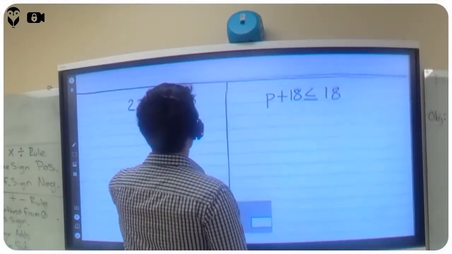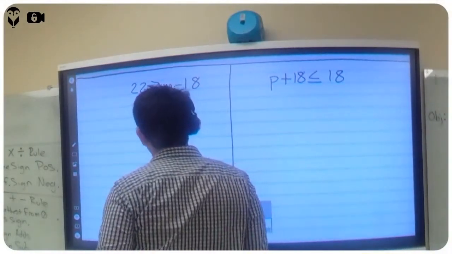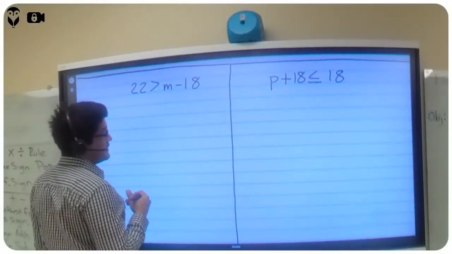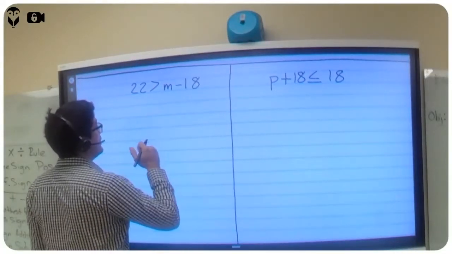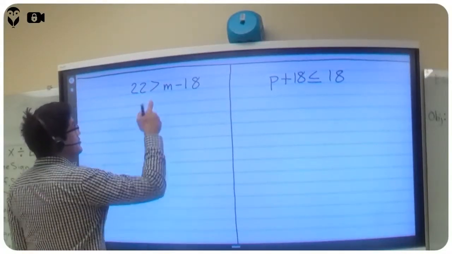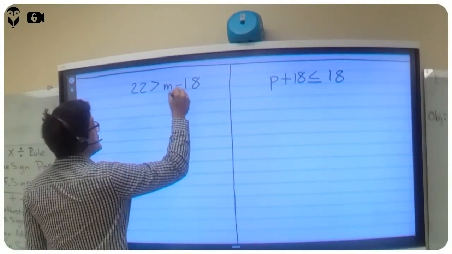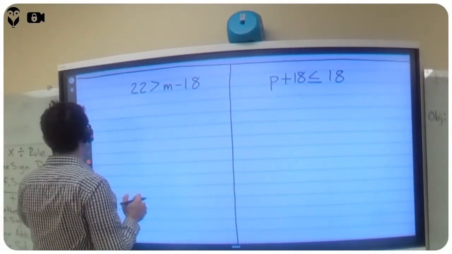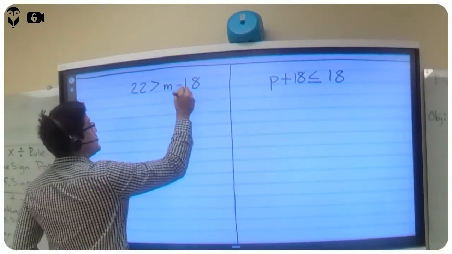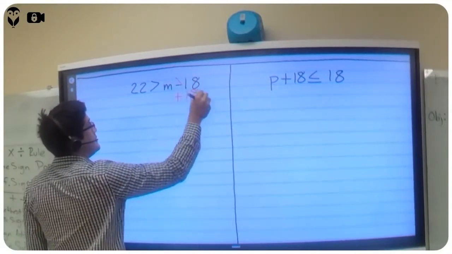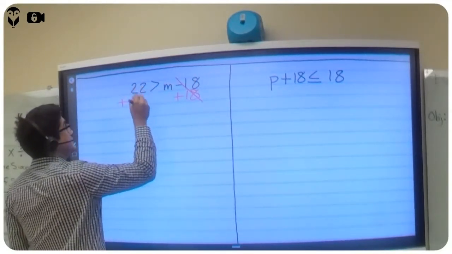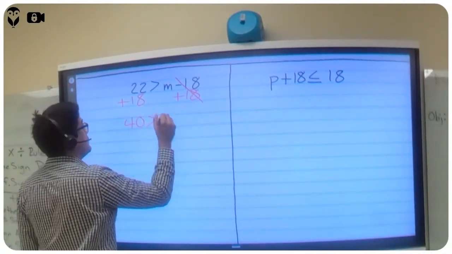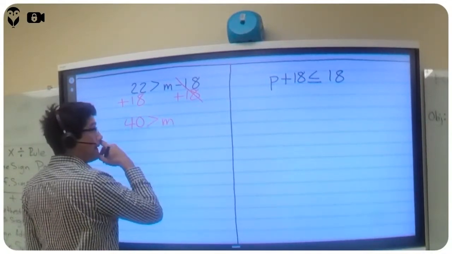So these are one-step equations, but inside of the format with an inequality. These are inequalities. So how do I solve this? Plus 18. Actually, let me change the color. Okay. So plus 18. Plus 18. So this is going to be 40 is greater than m.